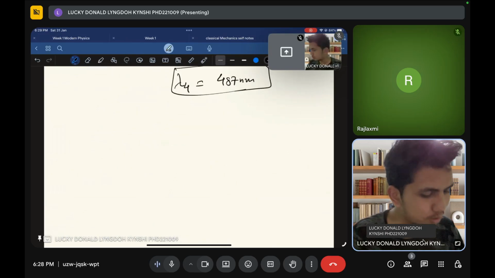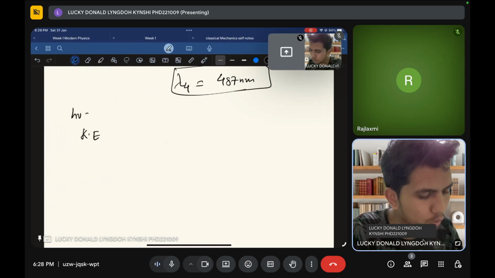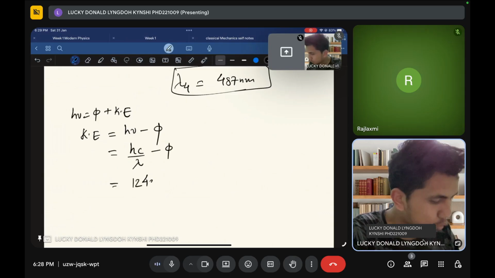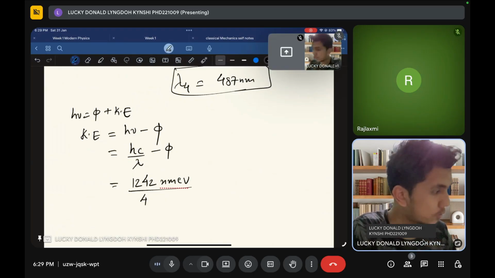Using the formula of the photoelectric effect, h nu is equal to phi plus kinetic energy. So kinetic energy is equal to h nu minus the work function phi. h nu is equal to hc by lambda, minus the work function phi. So hc is already given to you, 1242 nanometer electron volt, right? And the lambda which is smallest will have higher kinetic energy, right? Find the maximum kinetic energy, that means 487.